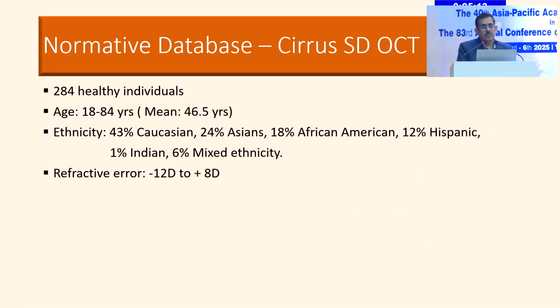We should all remember that the normative database of each machine is very limited in number. For example, the very popular Cirrus machine has a normative database of only 284 healthy individuals, of wide variety of ethnicity, of which only 1% is Indian. And refractive error also has a limited range from -12 to +8 diopters.